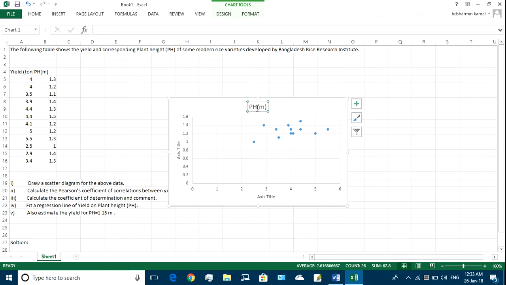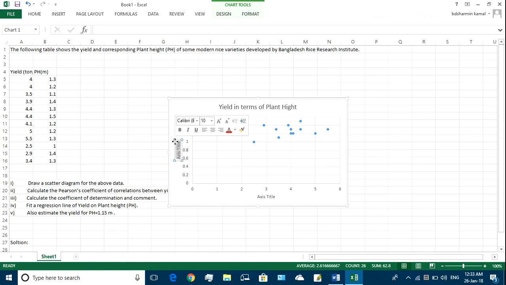Now, that's not the title we want. We can see that the following table shows yield and corresponding plant height. So the title should be yield in terms of plant height, and we can see that the y-axis is representing plant height.